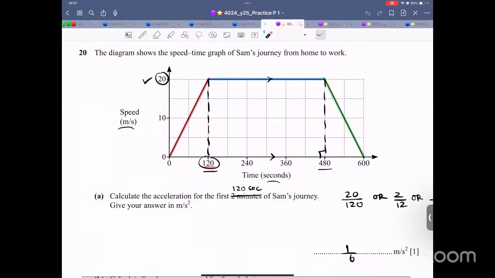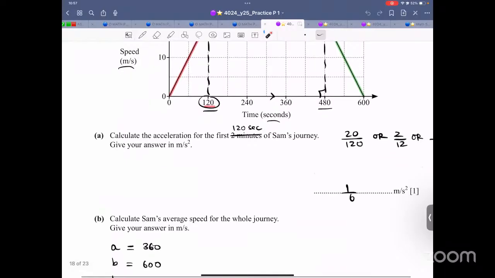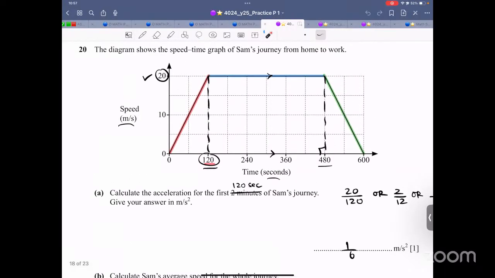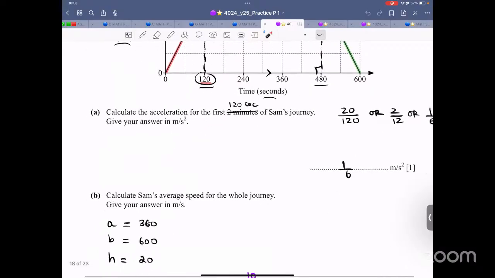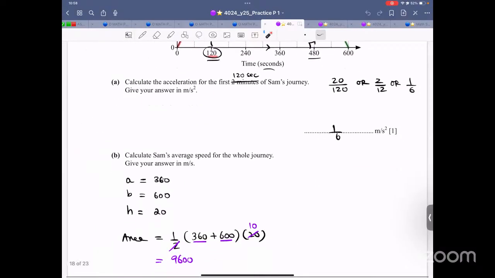Kinematics. The diagram shows the time of Sam's journey from home to work. This is a speed, this is a time, this is in seconds, this is in meters per second. Calculate the acceleration for the first 2 minutes. So 2 minutes is basically 120 seconds. So basically it's asking about the straight line. If they would have asked for 60, still I can calculate the gradient. Any point in between, the gradient will be the same because this is the concept of collinear points. So now over here, meter per second square, no big deal.